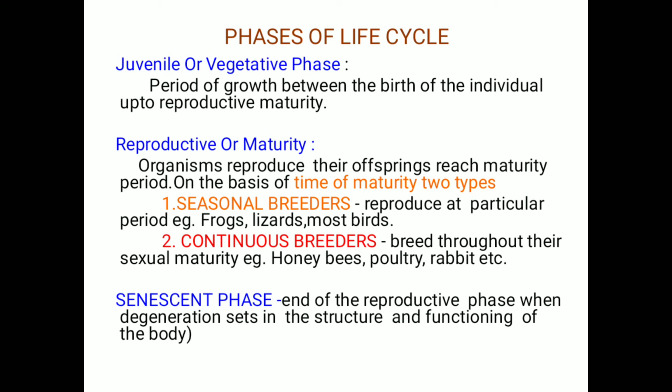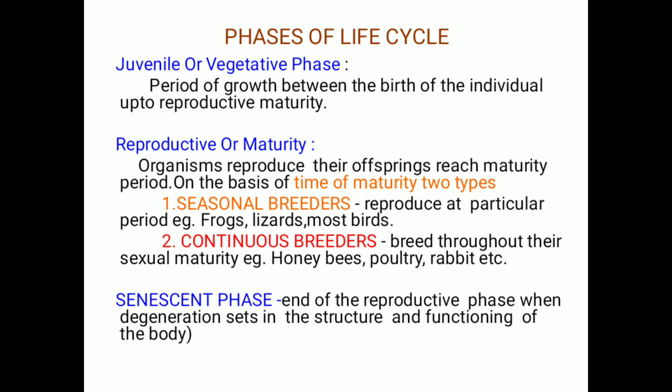Phases of life cycle. If you take any organism, they have three stages. First one, juvenile or vegetative phase: the period of growth between the birth of the individual up to reproductive maturity. Second one, reproductive or maturity period: organisms reproduce, and their offspring reach the maturity period.